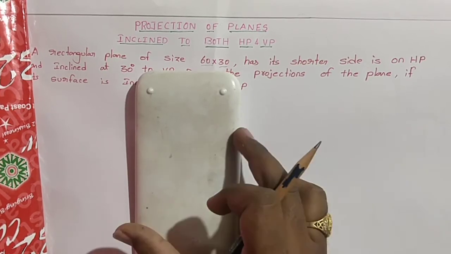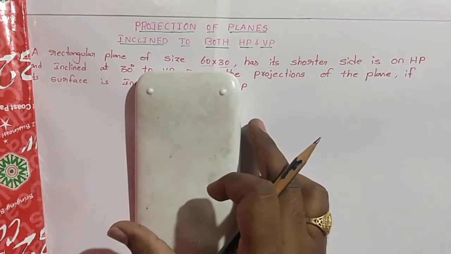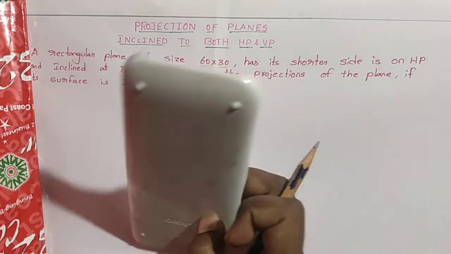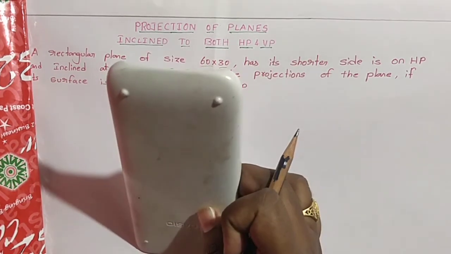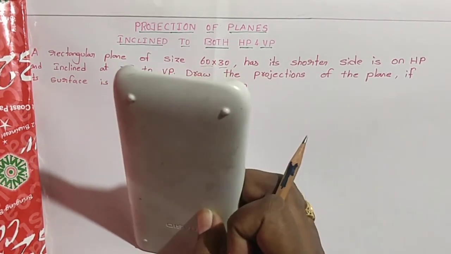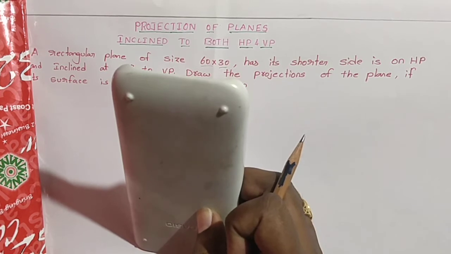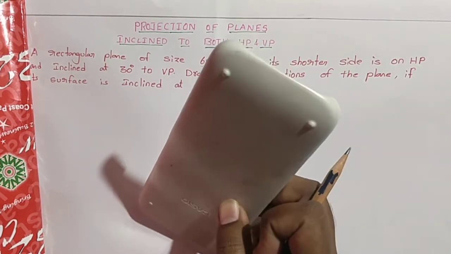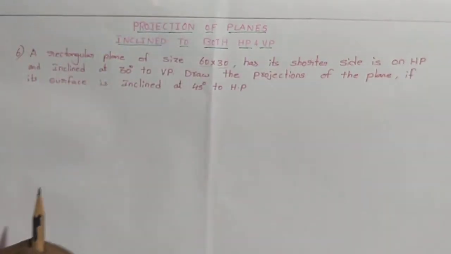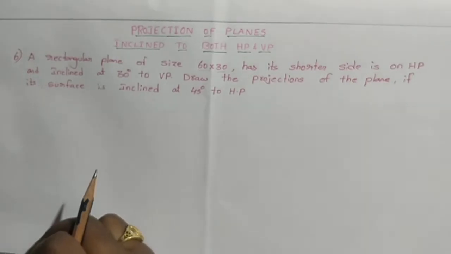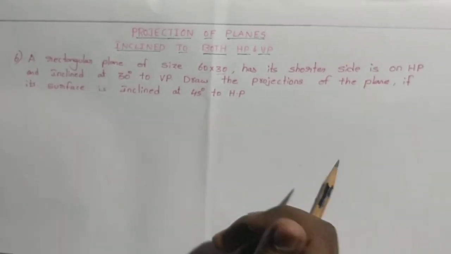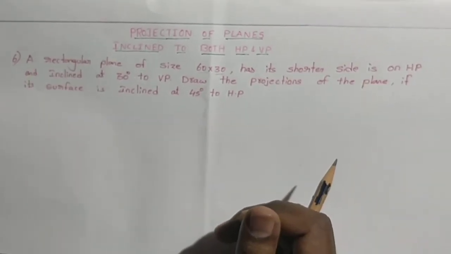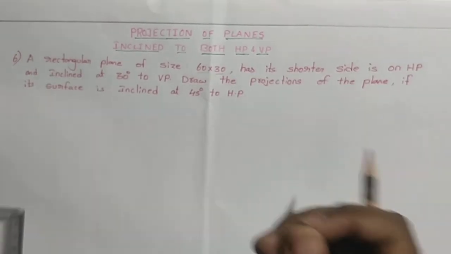condition. After that we need to give the 45 degrees inclination to HP and draw the front view and top view. After completion of this second step, we need to draw the given inclination with respect to VP, that is 30 degrees inclined to VP. Okay, this problem we can complete in 3 steps. The first step is parallel to one of the reference planes. The second step is inclined to one of the reference planes, and the third step is inclined to both the planes.